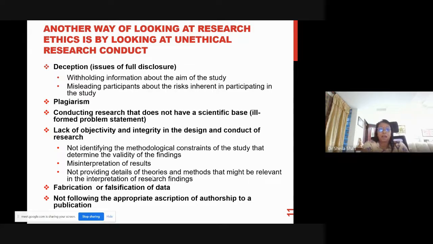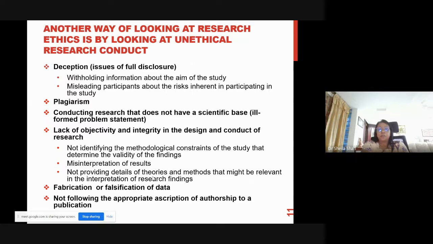A lack of objectivity and integrity in the design and conduct of the research. So the design that you do has no integrity. The design may be very biased. You are not looking at the methodology correctly, so the findings are not valid. You never measure what you are supposed to measure. You measure something else, so it is not valid. Misinterpretation of results: you simply add stories to your results so that it looks very convincing. This happens a lot. Manipulation of results.